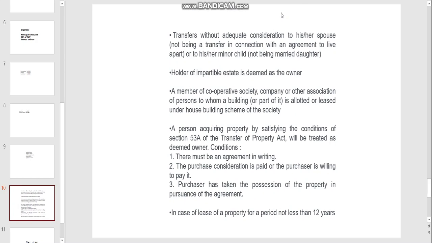Second case is the holder of an impartible estate, who is deemed as the owner. We need to understand what is an impartible estate. Impartible estate is the estate which is not legally divisible. For example, if HUF is the owner of an estate, but some types of estate cannot be easily divided amongst the HUF members. In that case, the elder member of the family is considered as the holder of the estate which is impartible. So in this case, the income received from that impartible estate will be taxable in the hands of the holder.